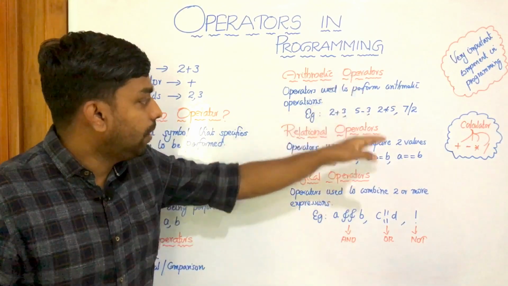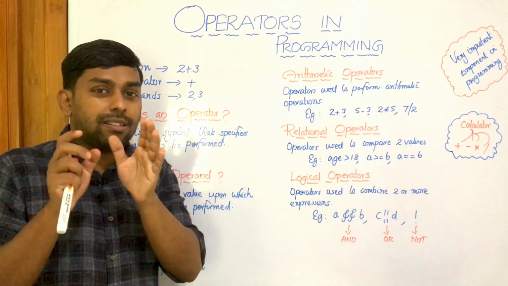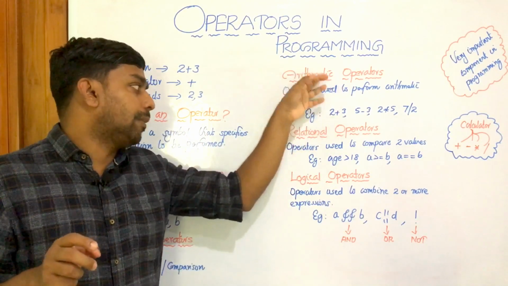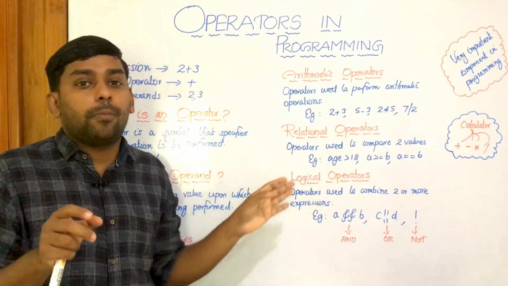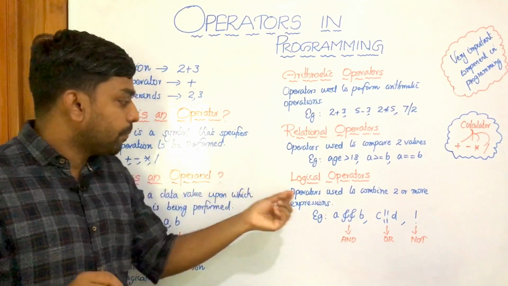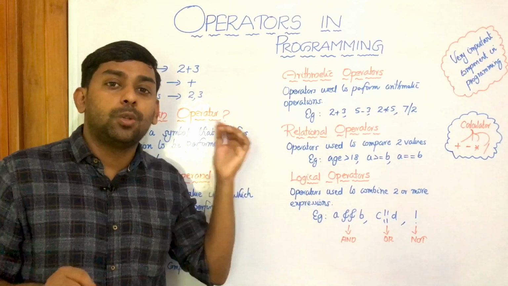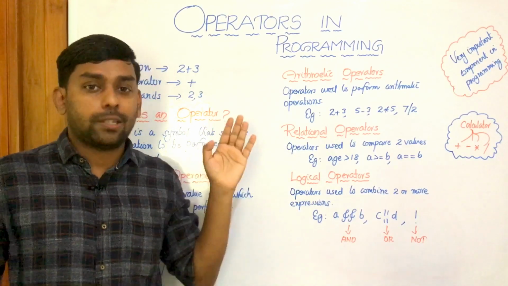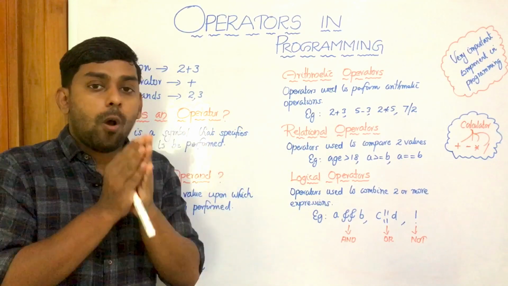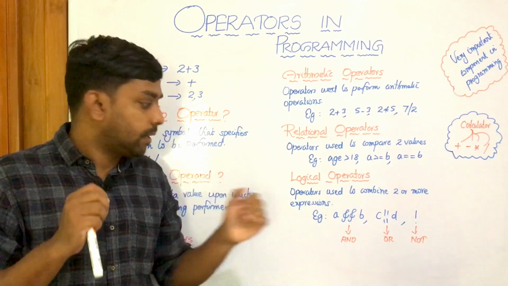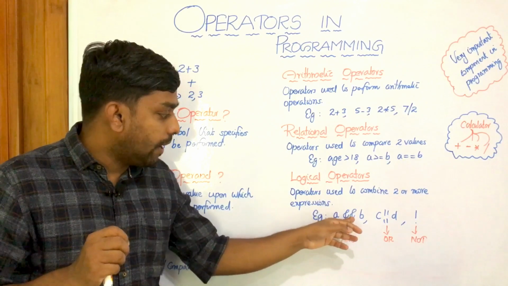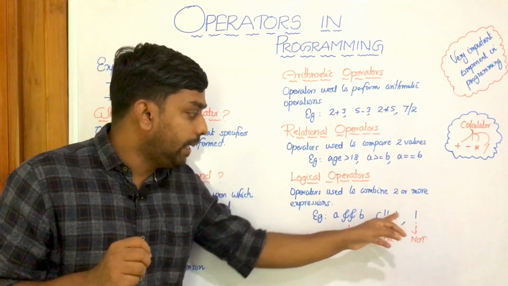I think for these two, arithmetic and relational, you must have at least some kind of awareness, but of course, I'm pretty sure logical operators will be something very new to you. So logical operators are operators used to combine two or more expressions. Example: A and B, C or D, not.